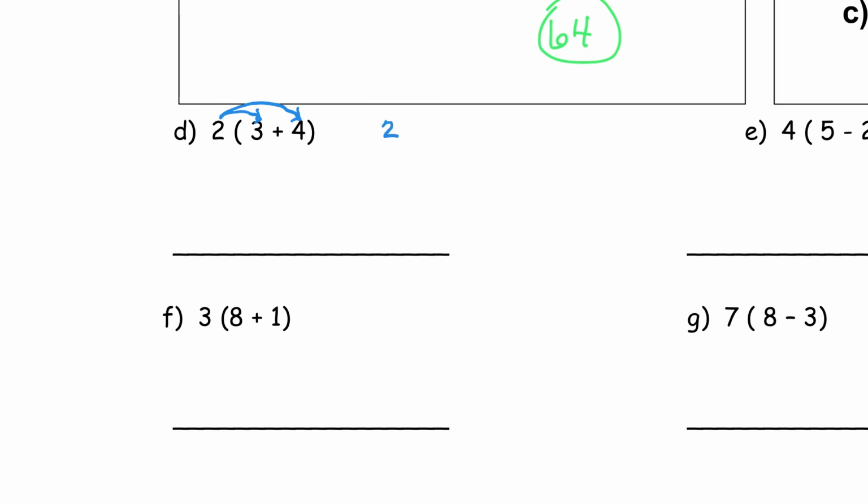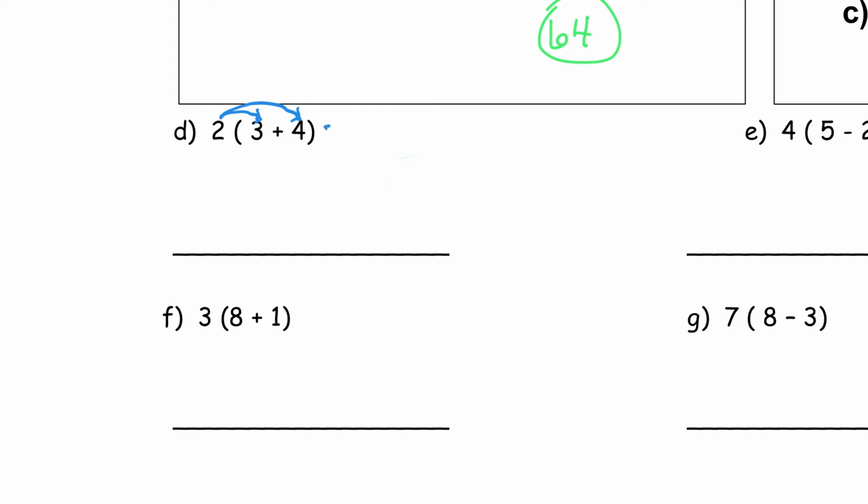Some students might do this. Watch. 2 times 3 plus 4 is 7, and that's 14. There's my answer. No, that's not right. Don't do that. It says distribute. You have to multiply the 2 on both the 3 and the 4. Be careful.